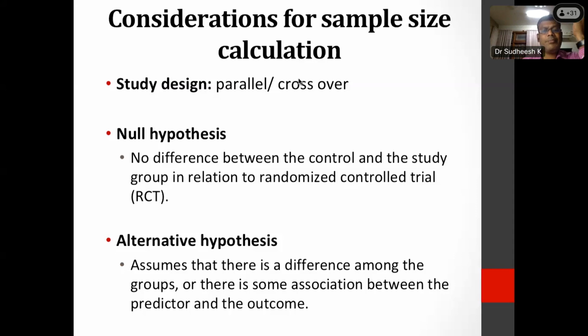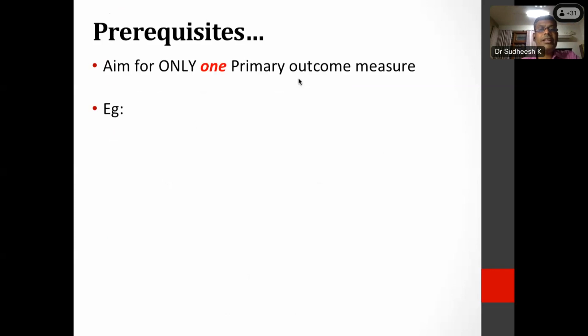Next is the null hypothesis, where you should know the hypothesis of your study, whether it is a null hypothesis, where you assume that there is no difference between the study and the control groups. Likewise, an alternative hypothesis, where you assume that there is a difference between the two groups. So this is null hypothesis versus alternative hypothesis. This also we have to keep in mind.